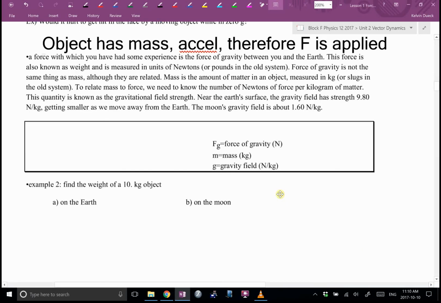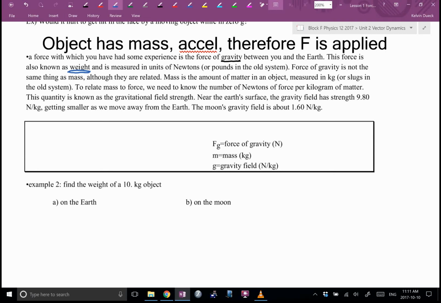A force with which you have had some experience is the force of gravity. Except the force of gravity between you and the earth has a special name. We call it weight. And it's measured in newtons. Weight is not measured in kilograms. Mass is measured in kilograms. Weight is measured in newtons. Or in the old system, pounds.